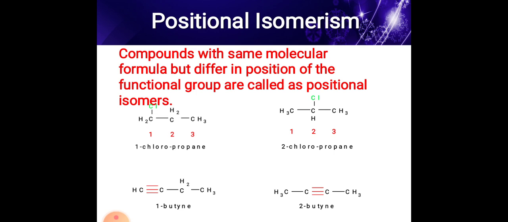Then positional isomerism. The compounds having the same molecular formula but differing in position of the functional group are called positional isomers. These are the examples of positional isomers: 1-chloropropane, 2-chloropropane, third is 1-butene, and last is 2-butene. Here only the molecular formula is the same. Here only the position of the functional groups is different. So these are the examples of positional isomerism.